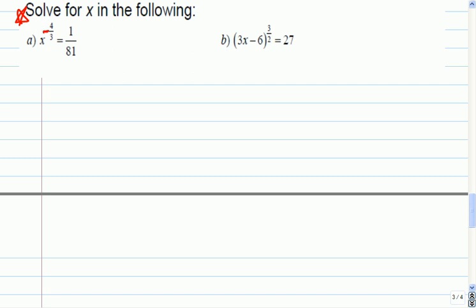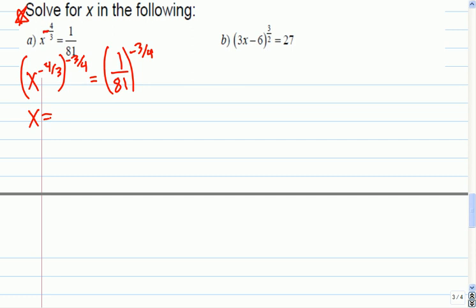So I know it looks like most of you are finished the first and working on the second, so I'll take a break just after I do this one. So x to the negative 4/3, we're going to raise it to the negative 3/4, and that means I have to do the same thing to the other side here. So now what I've got then is x equals 81 to the negative 3/4. Sorry, 1 over 81. Let's make it 1 over 81 to the negative 3/4.